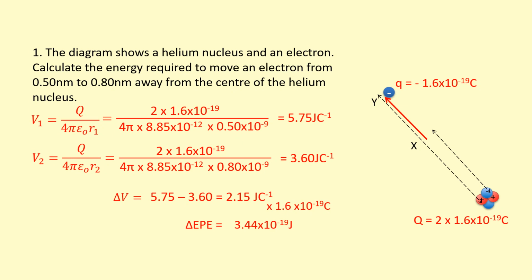Now, is that gaining energy or is it losing energy? So to move it from X to Y, it's an attractive force. So we'll have to actually push the electron away from the nucleus. So that means we are giving energy to the electron, and its electric potential energy is actually increasing. So it's a positive change in electric potential energy.